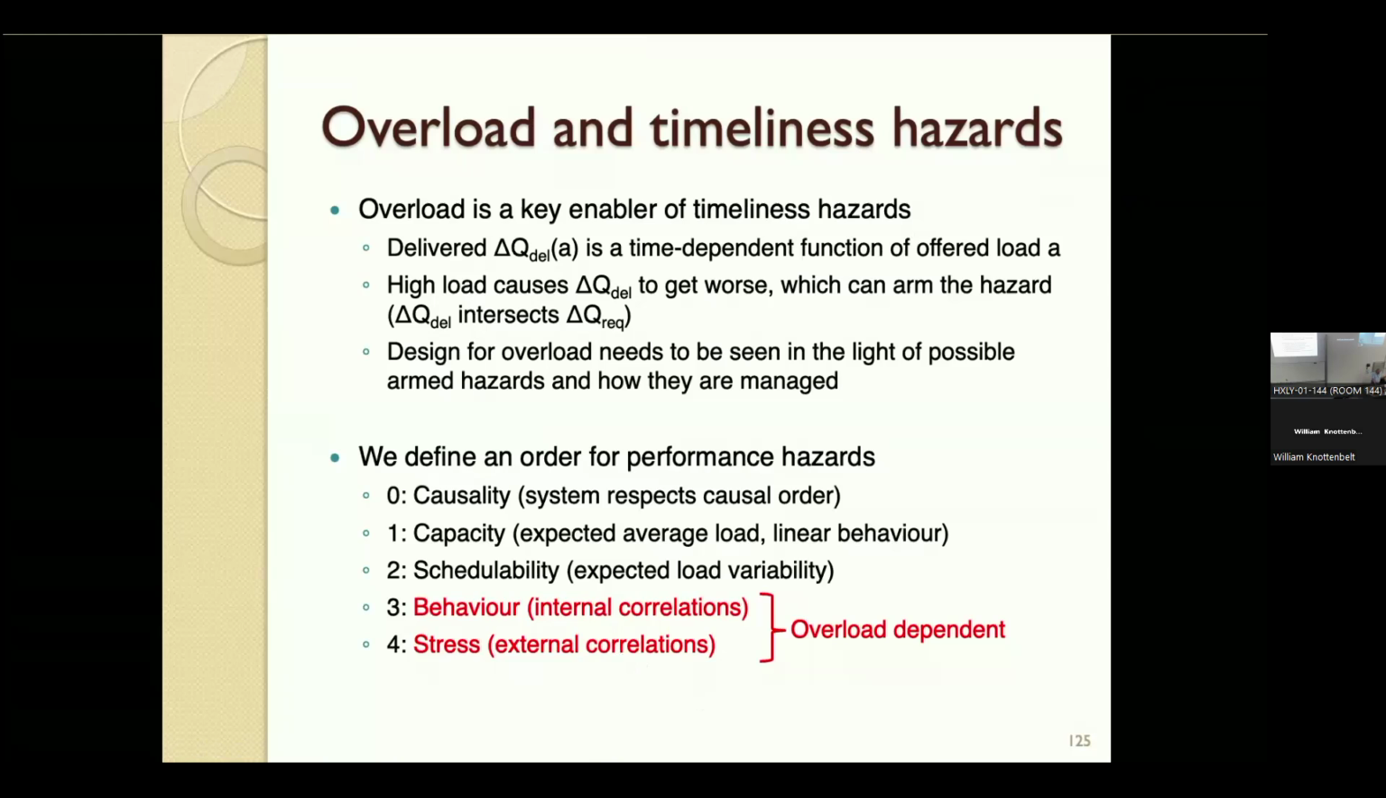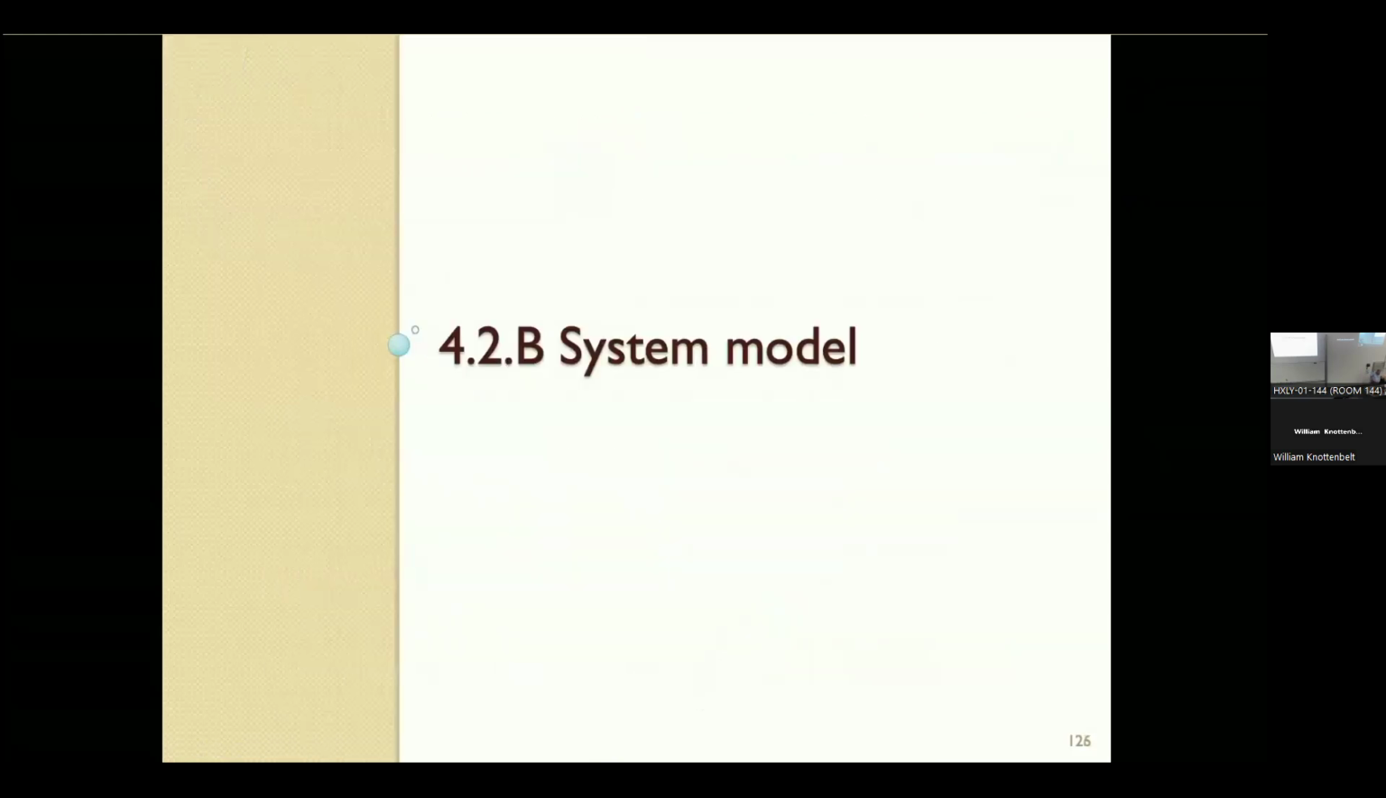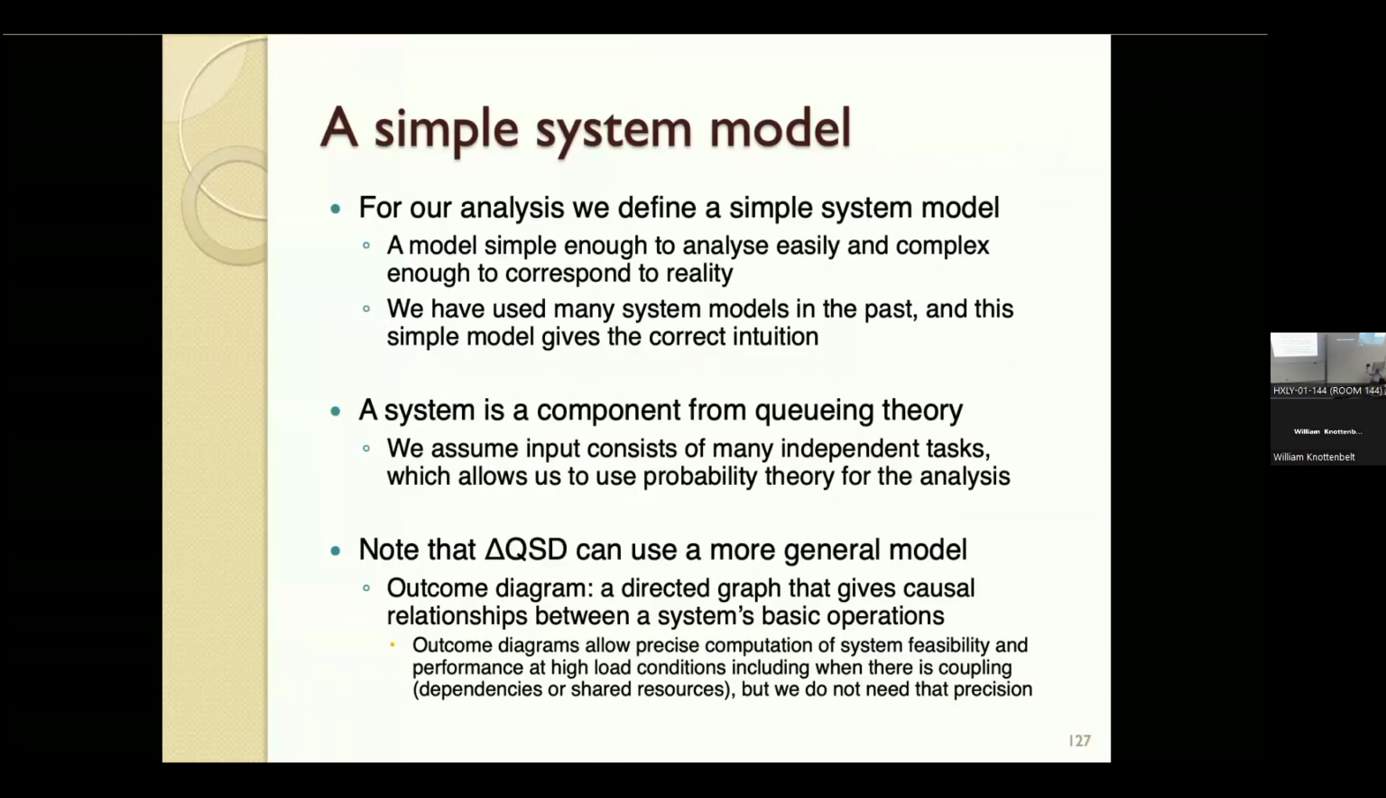Okay, so that is all setting the stage. Now I want to give a simple system model. During the previous lessons, I talked a bit about M/M/1/K queues. Now I want to give a simple system model. It's going to be very simple because in general, it could be very complicated. A model that we can analyze, simple enough to analyze, but complex enough that it actually gives intuition on reality, because I want to give intuition here. So here, the system will be a component from queuing theory. Okay, so the input, there are many independent tasks coming in, and the component is treating them as in queuing theory.